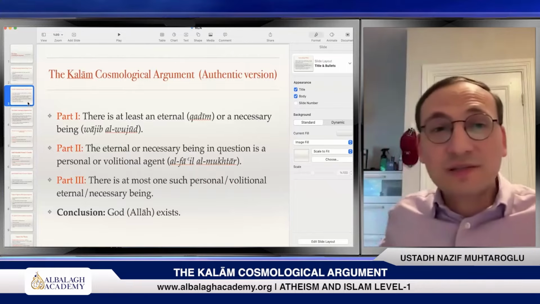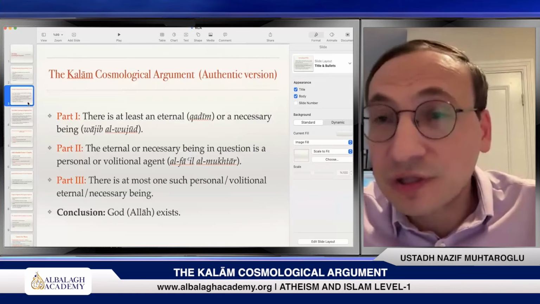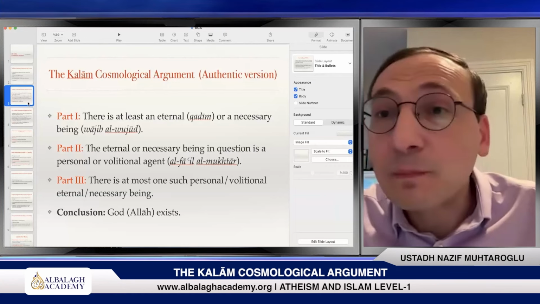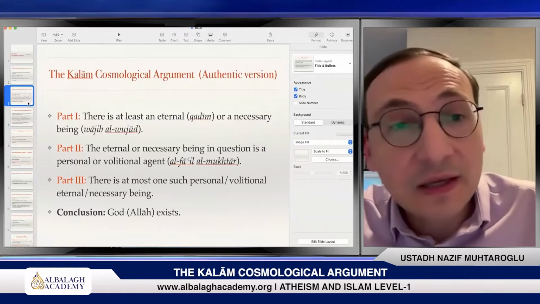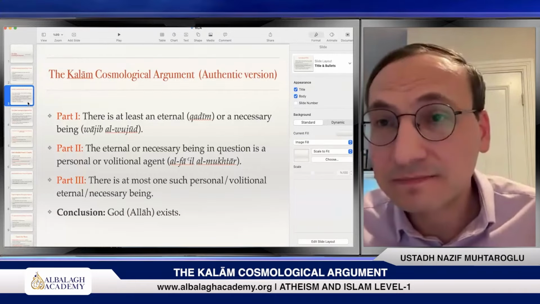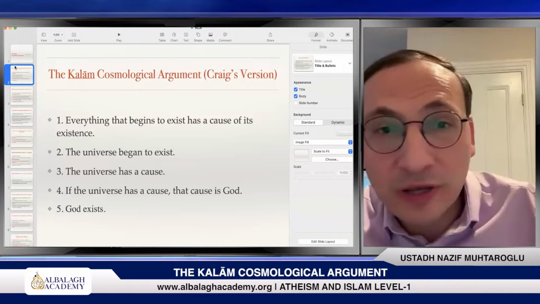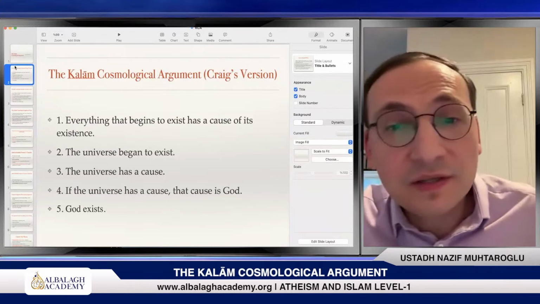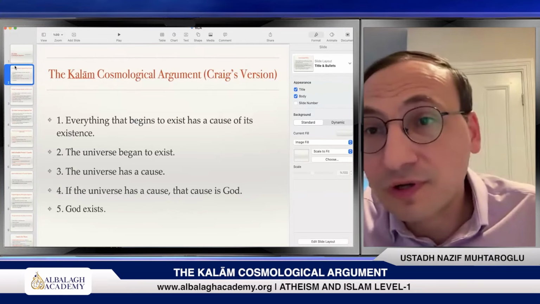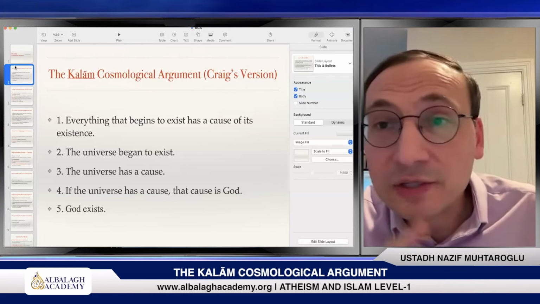In that sense, as you can see here, a better way to reformulate the Kalam cosmological argument, which is more authentic and aligned with the Kalam texts, is to have a meta-argument which has at least these three parts. But if we look at Craig's version, this version does not have a part about divine uniqueness, for example. Craig doesn't give an argument to show that there is only one God.